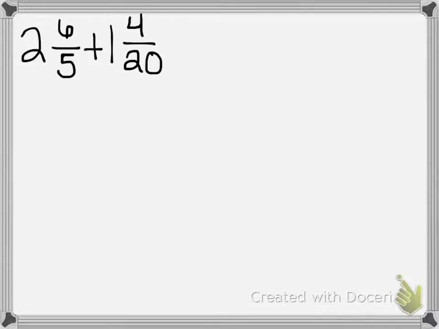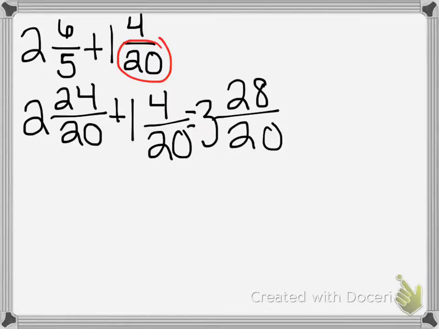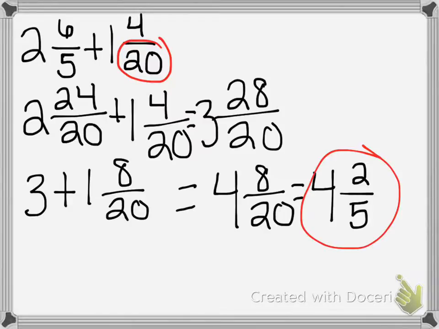We will then add those two together. Again, finding a common denominator. Our common denominator here is 20. So we have 2 24/20 plus 1 4/20. That gives us 3 28/20. 28/20 can go into 20 one time with a remainder of 8. We then have 4 8/20. We can simplify that down and get 4 2/5.